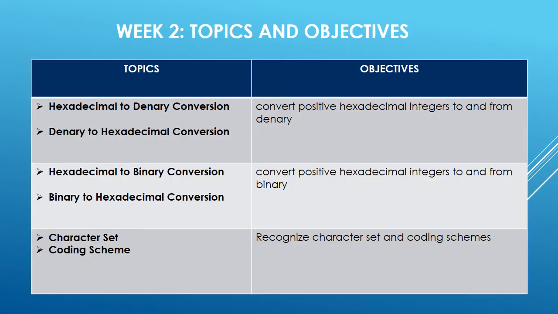Topics we are going to cover in week 2 for class C1 are the numerical topics. Here you will be able to convert the hexadecimal numbers into the equivalent denary number and denary number into the equivalent hexadecimal number. By the end of this lesson, you will also be able to convert the positive hexadecimal integers to the equivalent binary number and the binary number to the equivalent hexadecimal conversion. In the end, you will be able to recognize the character set and the coding scheme used to represent the number system. Let's start the topic with conversion.